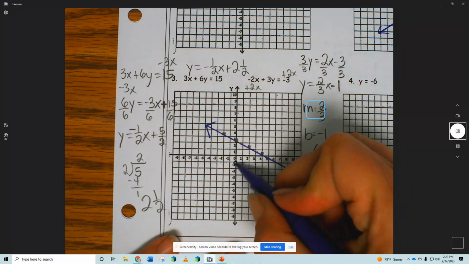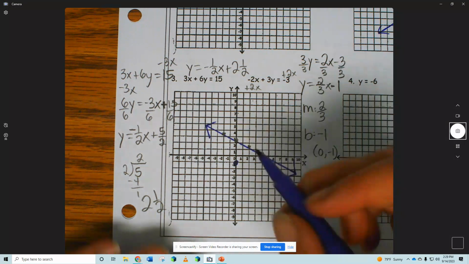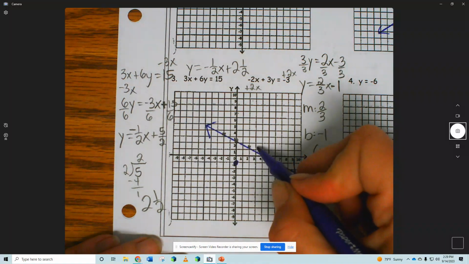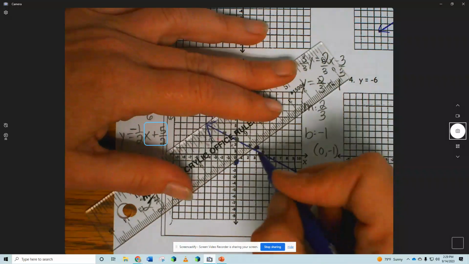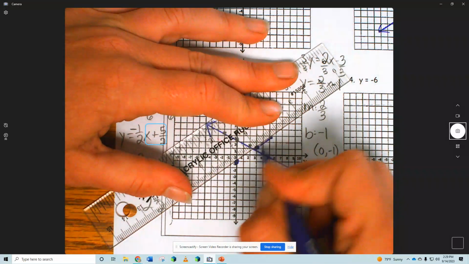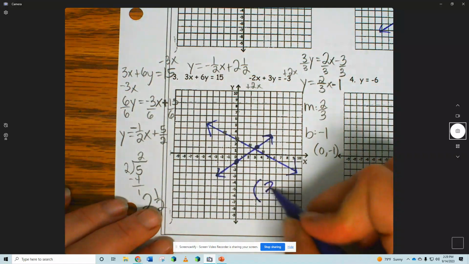Begin at negative 1. Rise 2, run 3. See how my purple line's not hitting the dots? Anyways, it does hit at a perfect point. That perfect point is (3, 1).